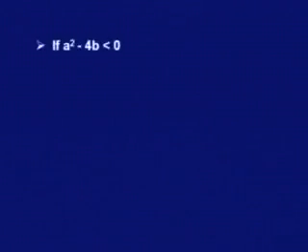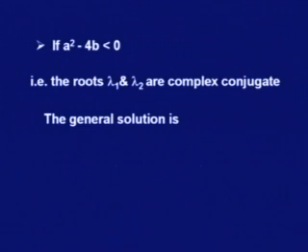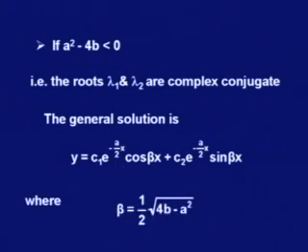The third case is that if a square minus 4b is less than 0, we get the roots lambda 1 and lambda 2 as a conjugate pair, and the general solution is of the form C1 e to the power minus a by 2 x cos beta x plus C2 times e to the power minus a by 2 x sin beta x, where a is the coefficient of y dash in the given equation and beta is nothing but half times the square root of 4b minus a square.